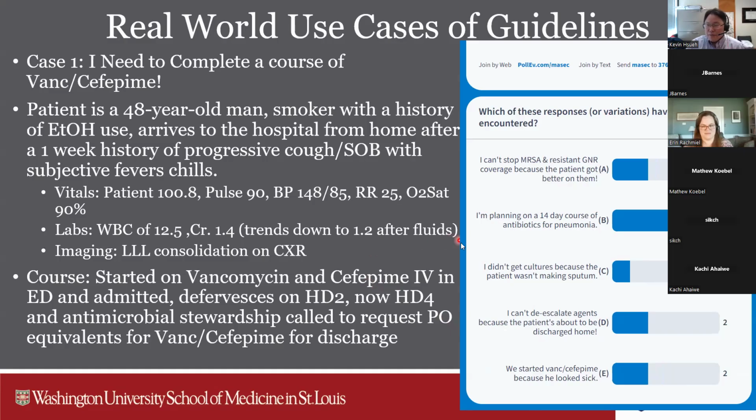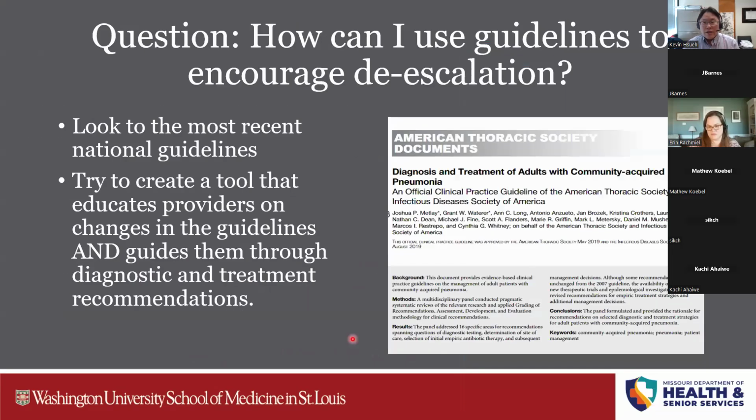So you guys can continue to answer this while we're going through how to use guidelines to hopefully prevent this problem from happening in the first place. The problem being, it is very hard to immediately de-escalate off vancomycin and cefepime. There aren't very many vancomycin alternatives that are perfectly matched to vancomycin. There are even fewer direct cefepime equivalents. So how do you use guidelines to encourage de-escalation?